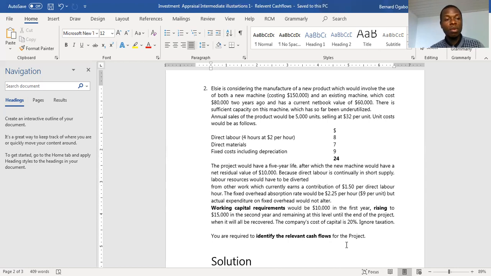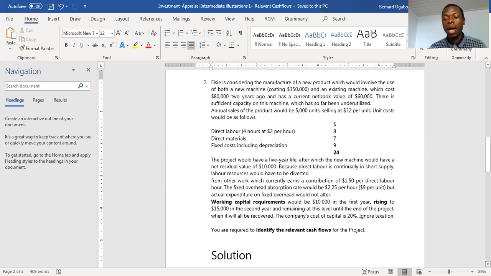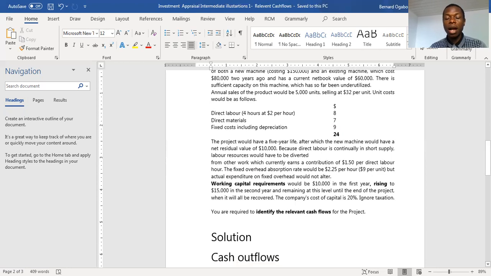When we go to the next video, we'll be treating constant cash flows. Then we look at taxation and we look at inflation. Then we bring all of them into a single exam standard question and then walk through. Cash outflows.